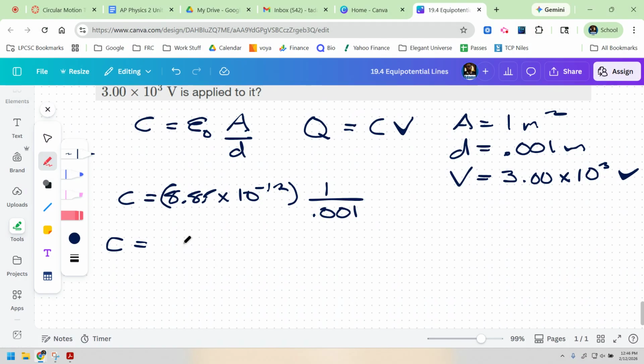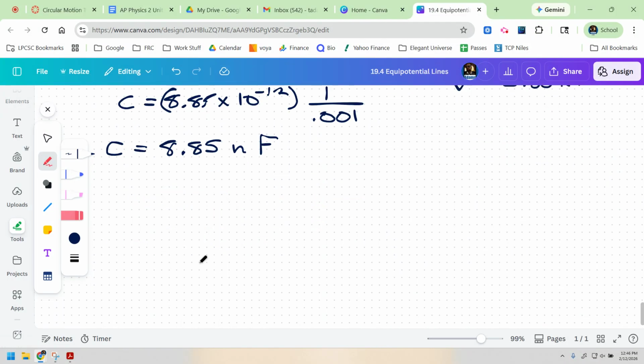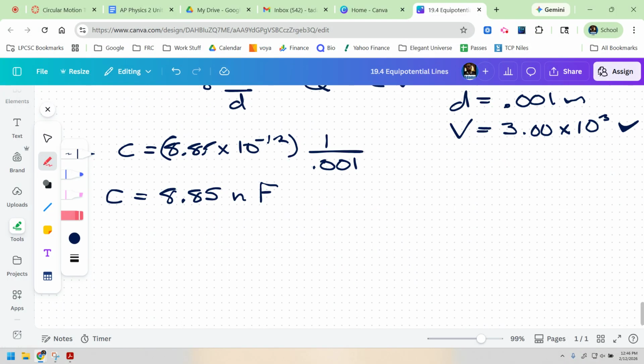I think it's 8.85 nanofarad. Okay? Because I think it's 10 to the negative 9, because this is 10 to the negative 3, that goes up on the top. You add 3 to this, so it'd be negative 9. Okay, so now that we know the capacitance, that's part A, easy peasy.